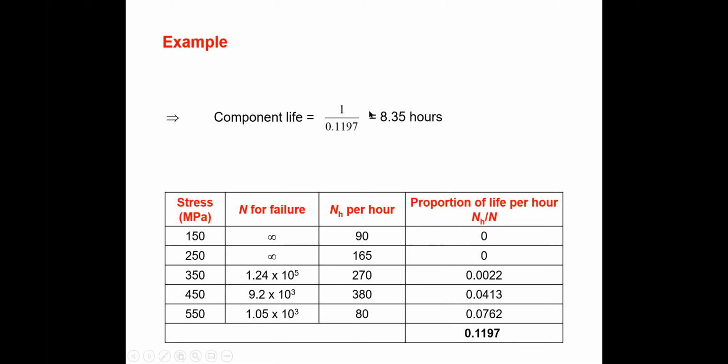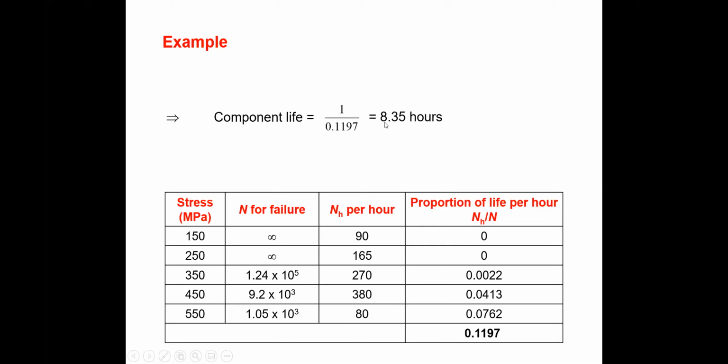So how do we find out the component lifetime? This damage will happen within 1 hour. So within 1 hour, if the damage is like this, you need to divide 1 by this value. So you will get the total hours to break this specimen, because if it equals 1, it will break, isn't it? Are we clear?